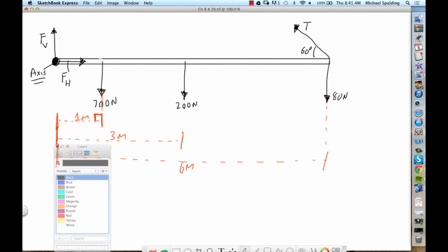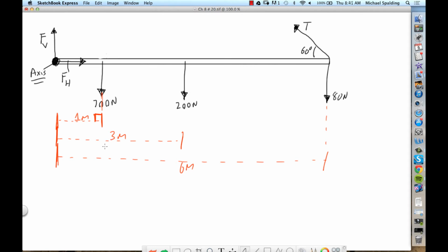If you read the question, part A of this problem just wanted us to do the free body diagram, that's this. Part B wants us to solve for 3 things. What's the tension in the rope? What's force vertical? And what's force horizontal? If you have 3 unknowns, how many equations do you need? 3. So how are we going to get 3 equations? We're going to sum forces X, we're going to sum forces Y, and then we're going to sum the torques.